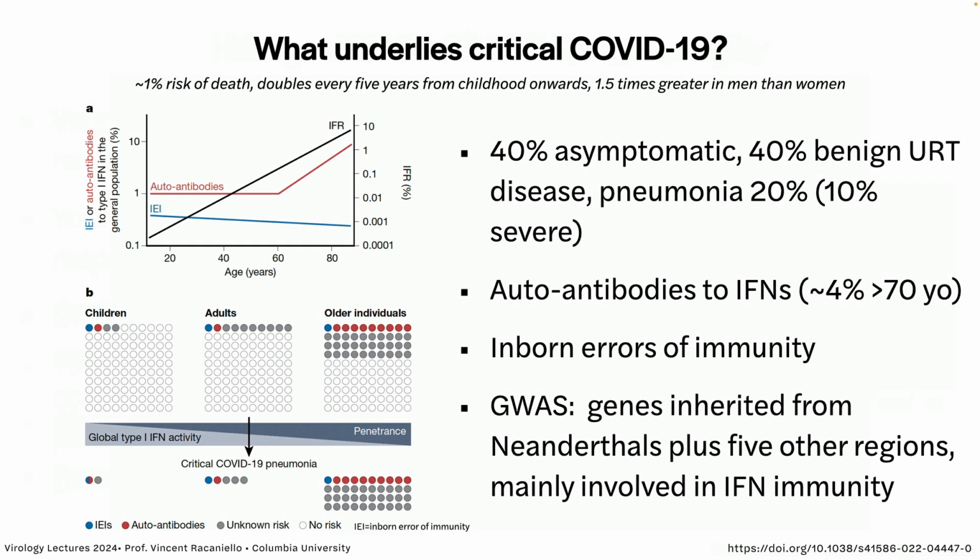And then there are 5 other regions identified by GWAS that have changes that associate with more severe disease, and many of them are involved in interferon type immunity. So this doesn't explain all severe COVID, but it's a beginning, right? The age is a big one, and the antibodies to interferon.